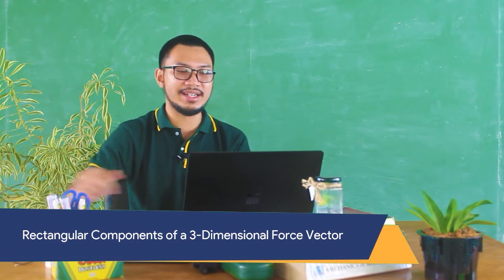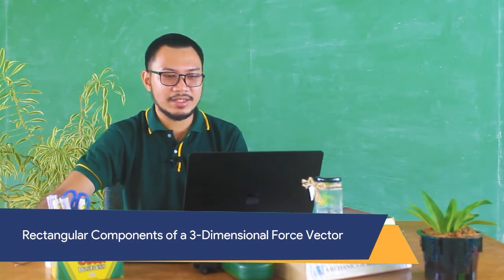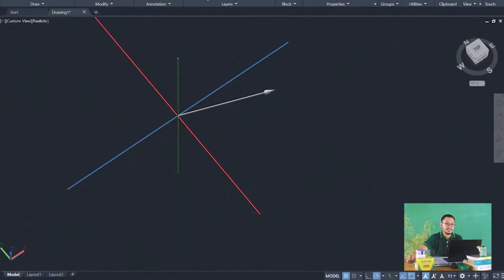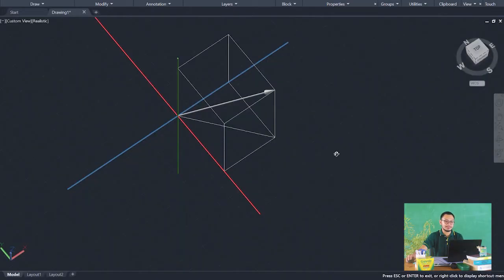Now, haven't we learned how to determine the components of a force in a two-dimensional system? But how about when you are given a 3D system like this? Previously, we learned how to solve for the fx and the fy. But now we have a z-axis, so we also need an fz. Okay? So, let us determine the components of this force. This is the components of your force.